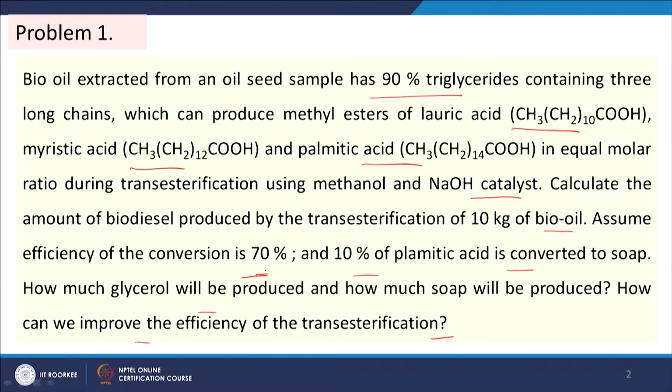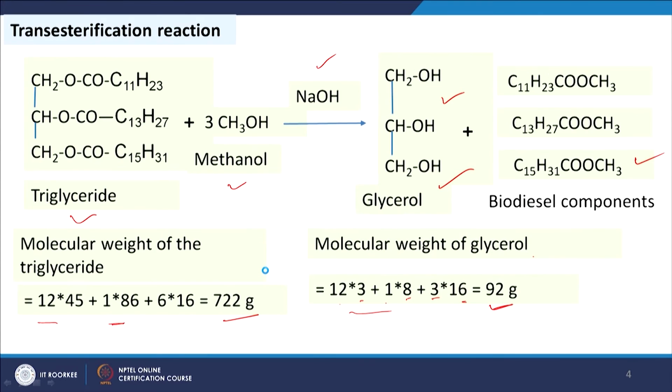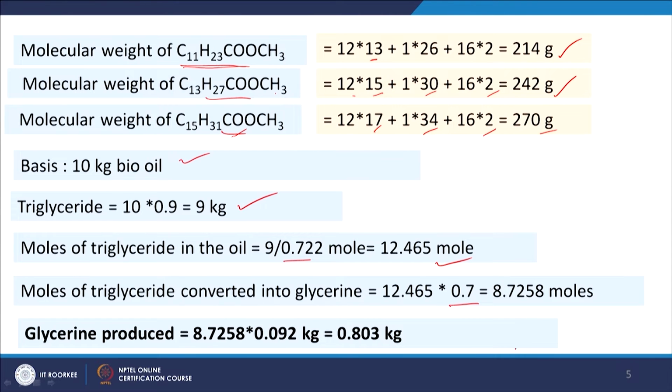It is given that 70% is converted, so we have to multiply it by 0.7. So, 8.7258 moles we are getting. So, glycerol produced will be this many moles multiplied by the molecular weight of glycerin, that is 92 gram. So, 0.092 kg, so 0.803 kg. So, this much glycerin is produced. The first part is determined.